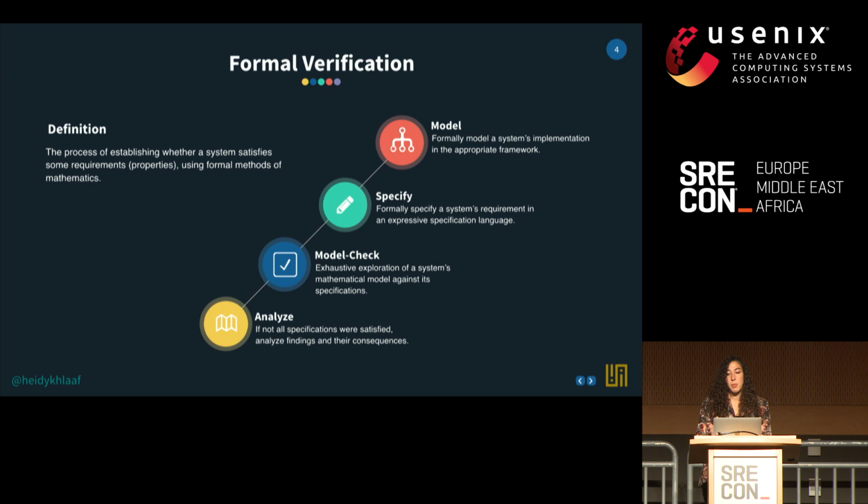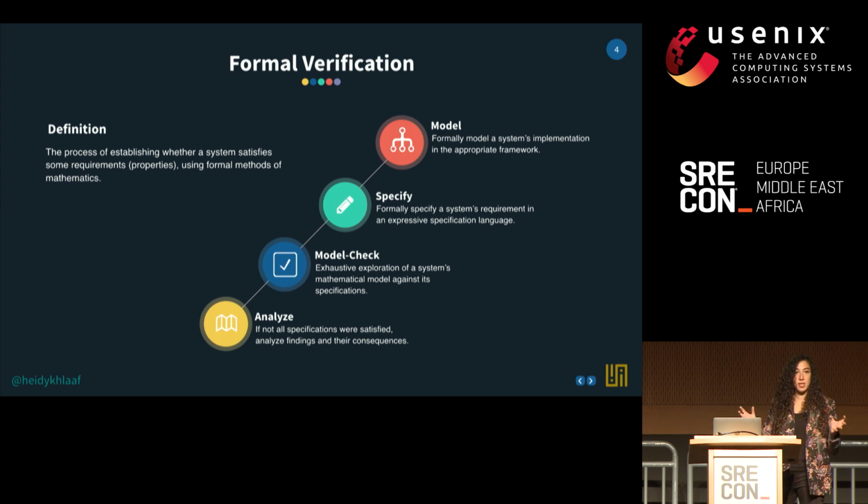Given that this talk is about formal verification, I realize that a lot of people actually have a lot of confusion about what it means. So I wanted to give a definition first and an example of what that looked like. The definition is the process of establishing whether a system satisfies some requirements or properties using formal methods of mathematics. That's usually what people are referring to. And the process of that looks a little bit like this.